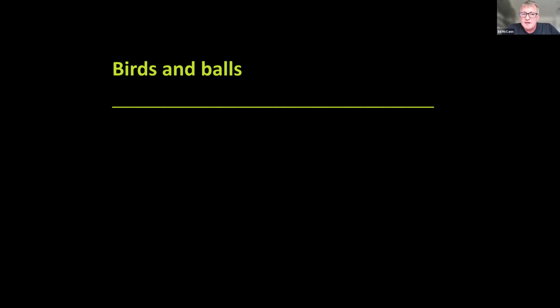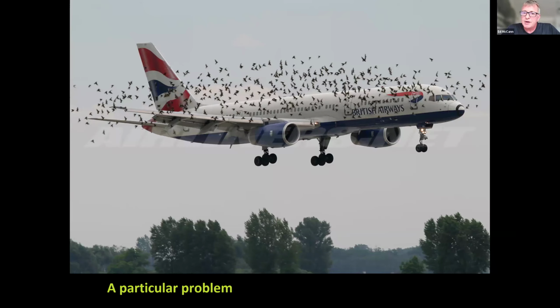Second one, birds and bird balls. Some of you will know that birds and aeroplanes, particularly when they're taking off and landing, don't go well together. Heathrow is a water park viewed from the sky. It's in the Thames Valley. It's surrounded by rivers and lakes and reservoirs and all the rest of it.